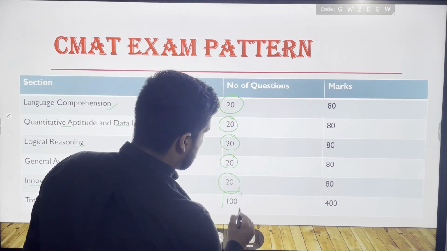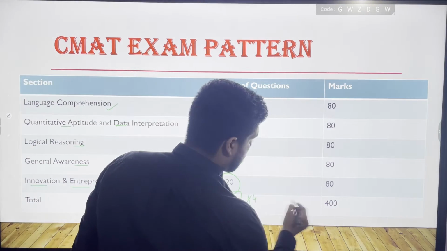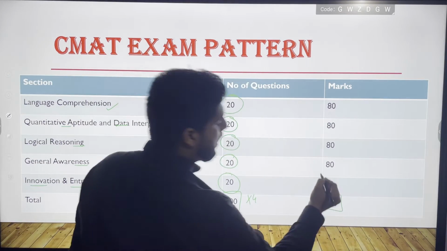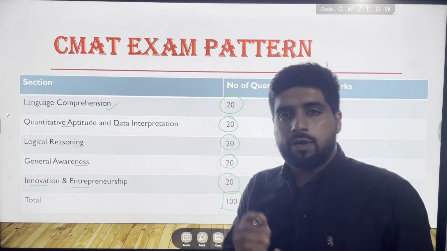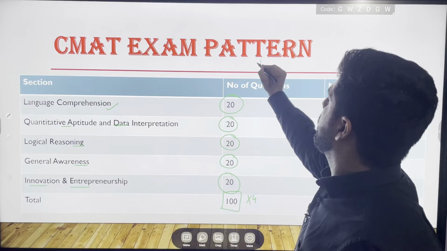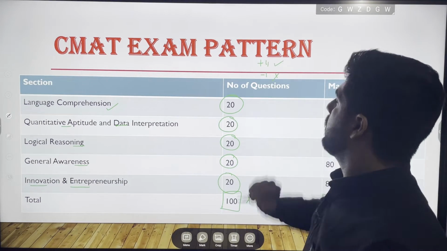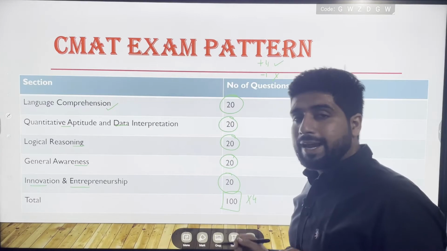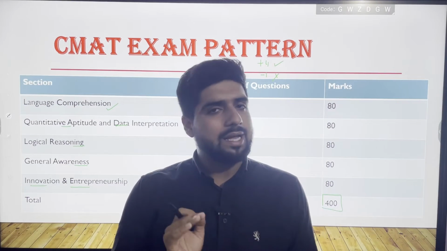So in total there are 100 questions, each question carrying 4 marks, so the maximum marks we can score is 400. In this exam we have negative marking. We get +4 for the right answer and -1 for the wrong answer. So negative marking plays a very important role while writing any exam.